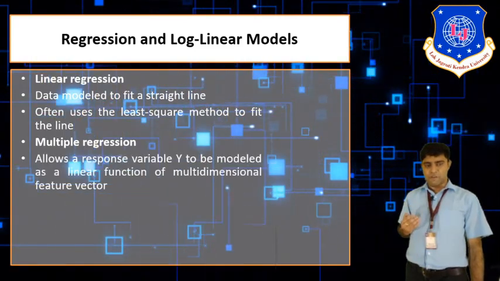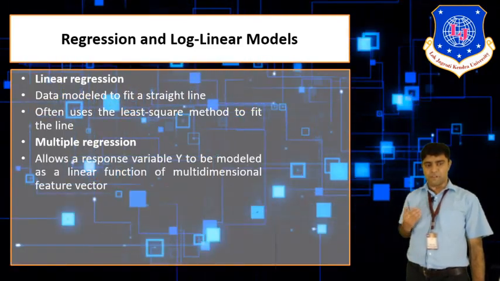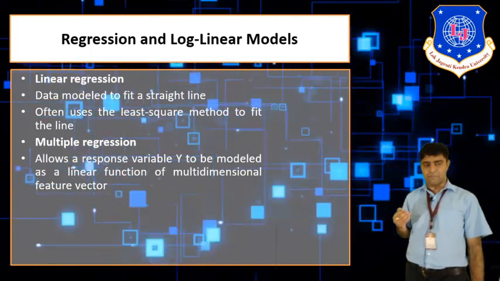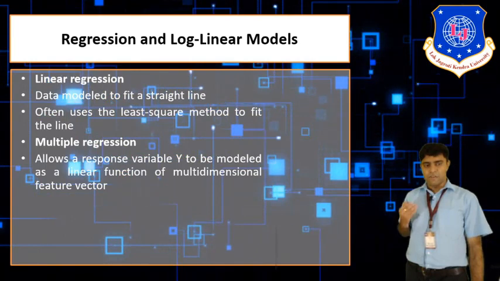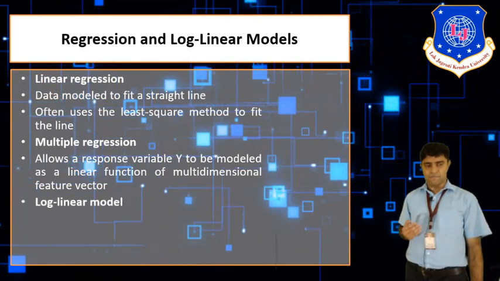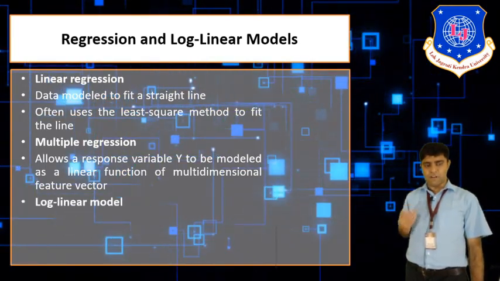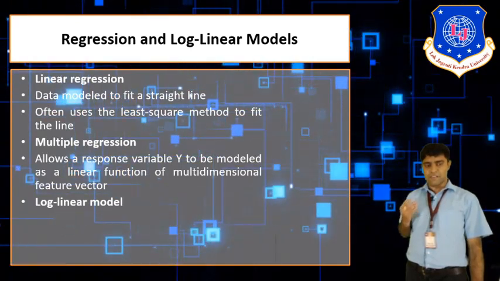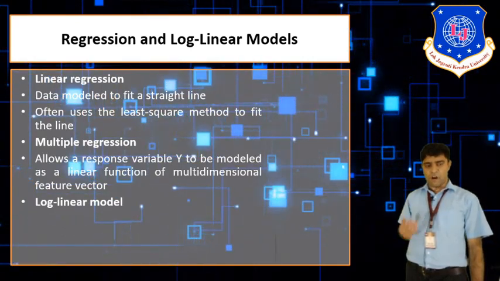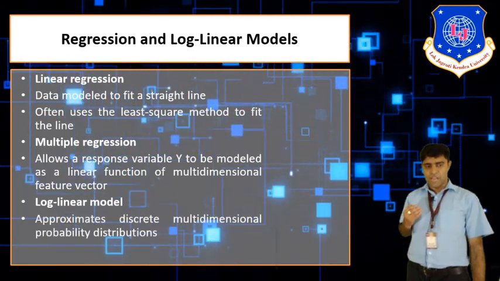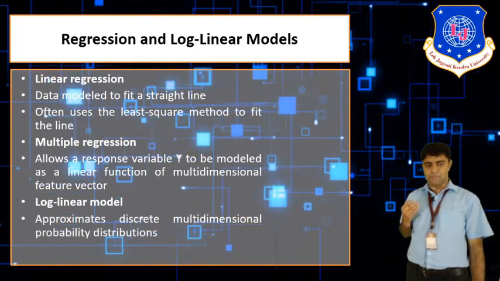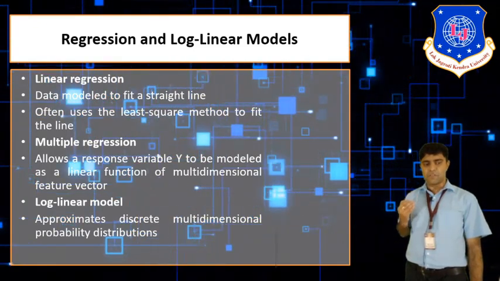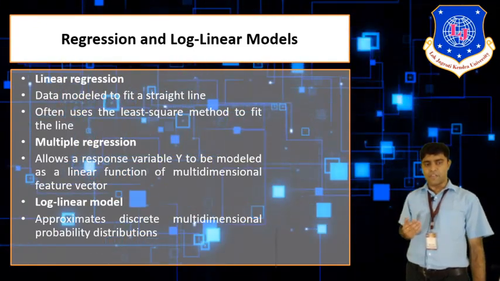It allows a response variable y to be modeled as a linear function of a multidimensional feature vector. That is called multilinear regression. Log-linear model. What are log-linear models? It is one type of linear model where log functions are used, and that is called a log-linear model. It approximates a discrete multidimensional probability distribution. So basically a discrete multidimensional probability distribution function is used for log-linear models.